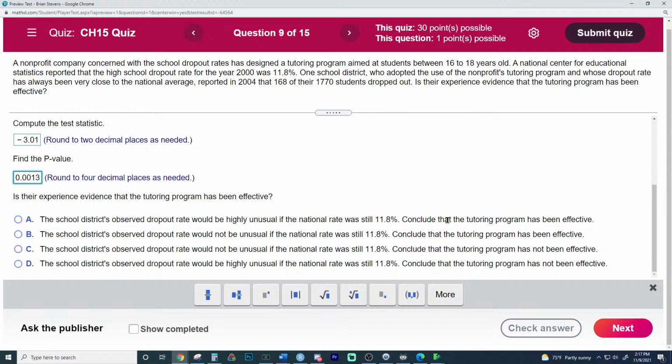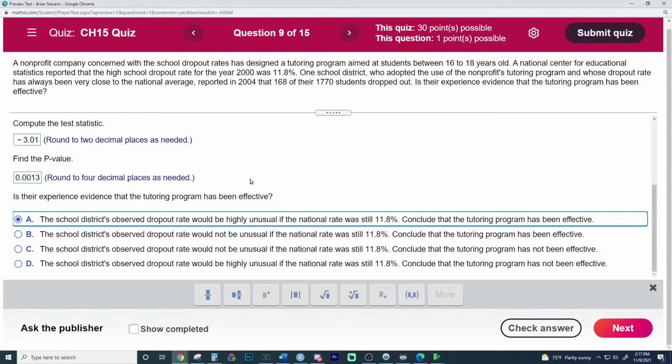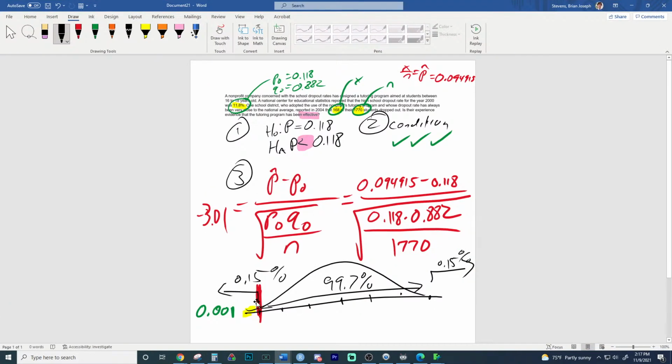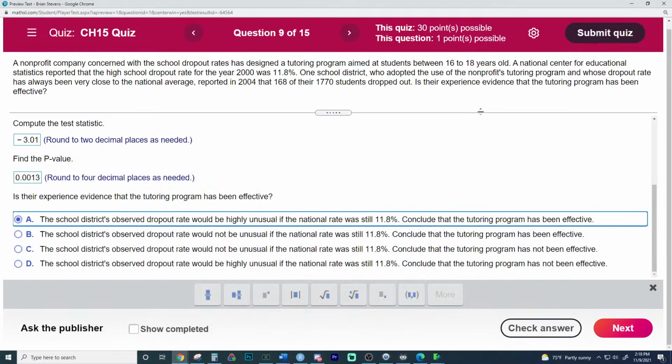Conclude that the tutoring program has been effective. Yes. So we have evidence the tutoring program has been effective because the difference we observe is unlikely by random chance. The p-value right here is the probability of us seeing this difference, which we saw between the two, by random chance. So it looks to me that we have strong evidence that this tutoring program with the dropout rate of 9.49% has really helped out. The original dropout rate was close to 12%, and it's lower now by only about 2%, but that's a pretty decent drop compared to what it was, and it does look to be unlikely by random chance.